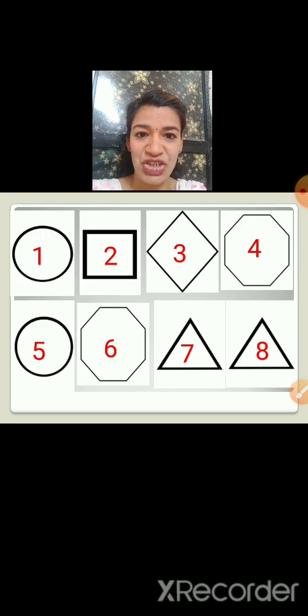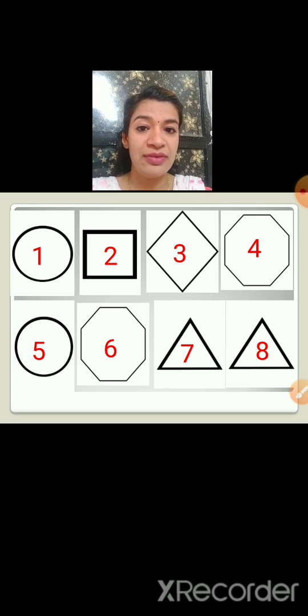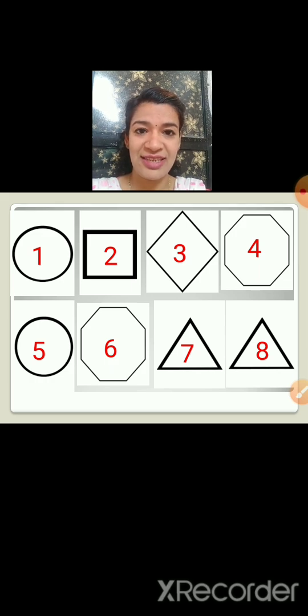Now let's take the shapes to use same and different. Now you have to answer me. Okay? Come on. Number 1 is a circle. And number 5 is also a circle. So both are the same. So number 1 is the same as number 5.